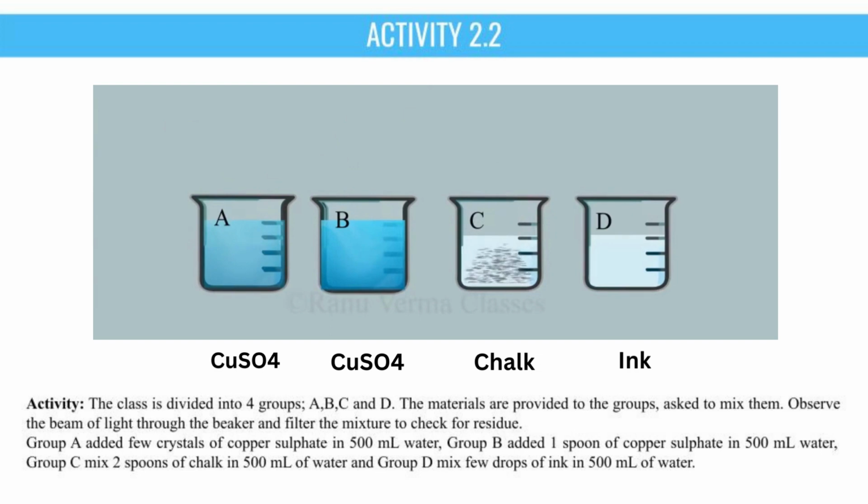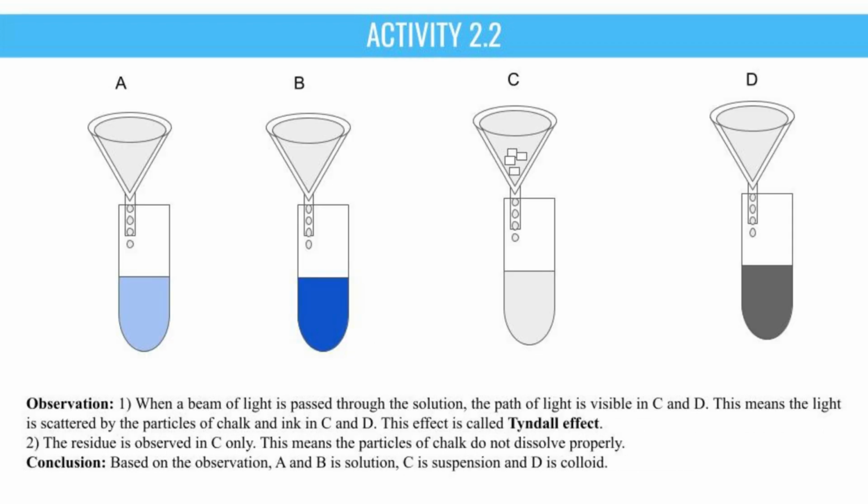Observations: 1. When a beam of light is passed through the solution, the path of light is visible in C and D. This means the light is scattered by the particles of chalk and ink in C and D. This effect is called Tyndall effect. 2. The residue is observed in C only. This means the particles of chalk do not dissolve properly.